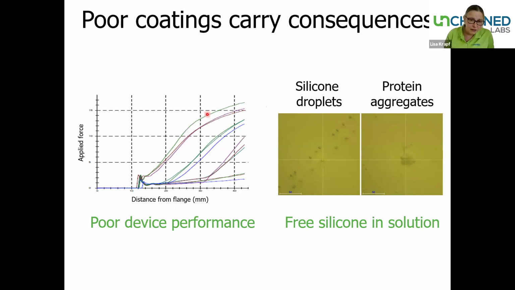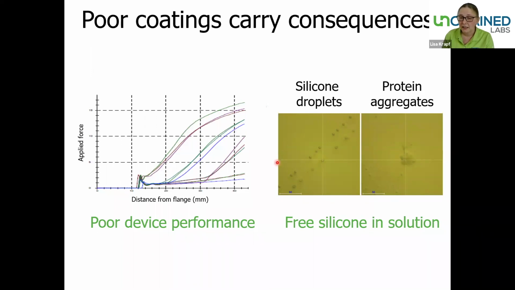Seeing this force increase for the bad examples here can have several reasons, but one of the most common ones is that the siliconization of that sample was not good enough. That means maybe you have areas on the inner surface of the syringe where there is no silicone at all, or not enough silicone, and that's why the force you need to apply to inject gets very high.